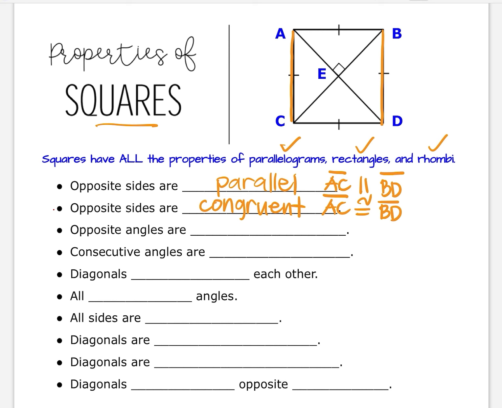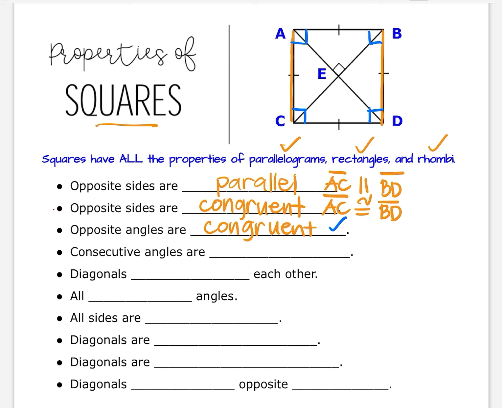The third property is that opposite angles are congruent. So if we are to focus on a square, we know that the corners of a square measure 90 degrees. Because each of the corners measures 90 degrees, therefore they are congruent. They have the same measurement.